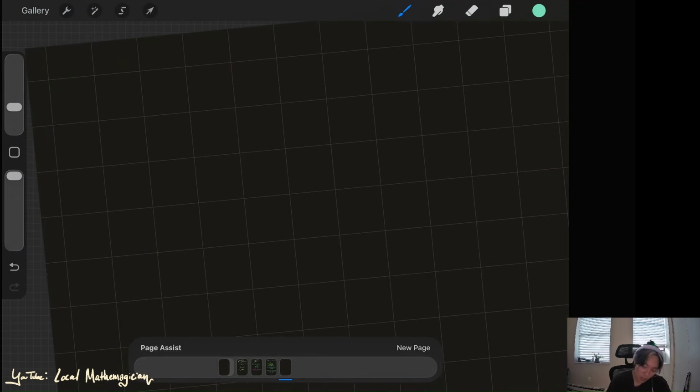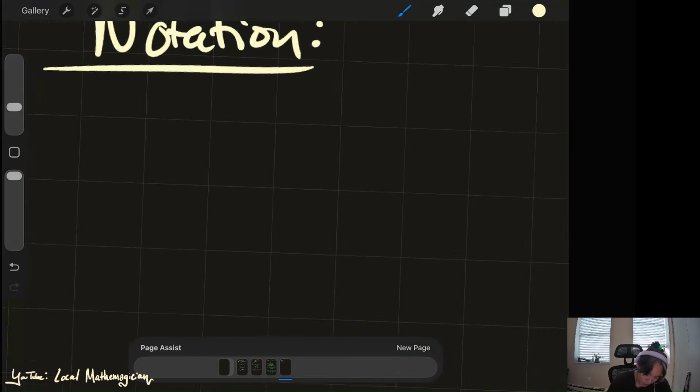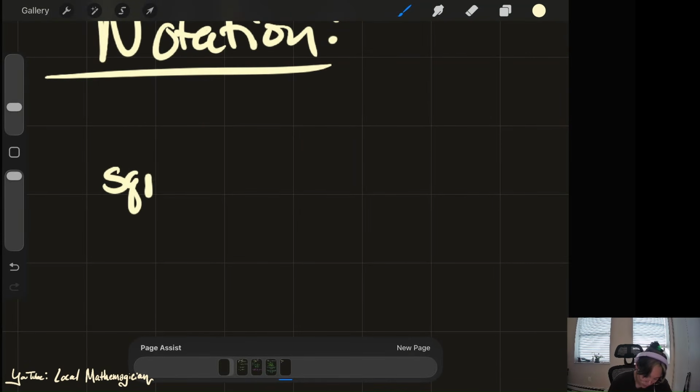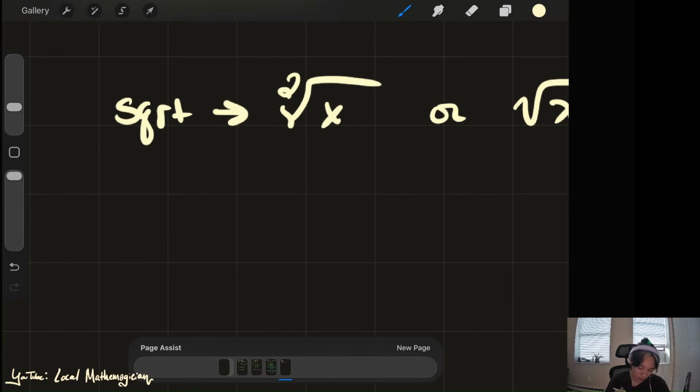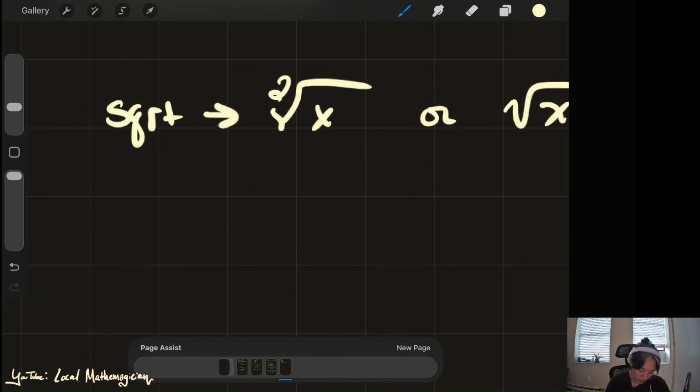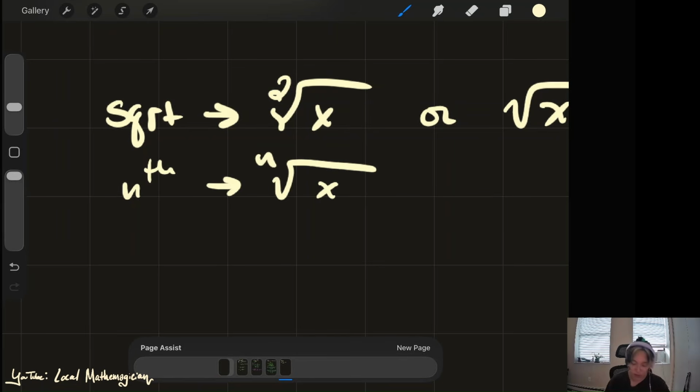A notation thing we want to keep in mind is as follows, okay? So the square root is written like this, or like this, right? So what if I want the third root, or the seventh root, or the 10th root, right? You would write it as that, where the n lives right here, okay?